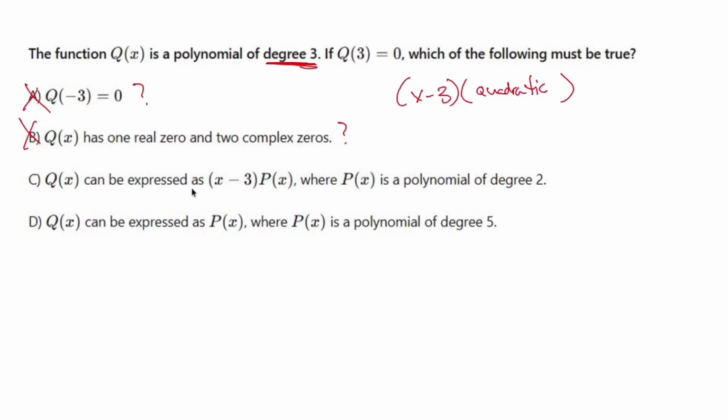Q of x can be expressed as x minus 3 times P of x, where P of x is a polynomial of degree 2. So C seems to be good. But let's just make sure. Q of x can be expressed as P of x, where P of x is a polynomial of degree 5. I don't know where that came from. That's not even remotely true. These guys are possibilities, but this guy is definitely not. So C has got to be the only one that will make sense here. So C is going to be my answer.